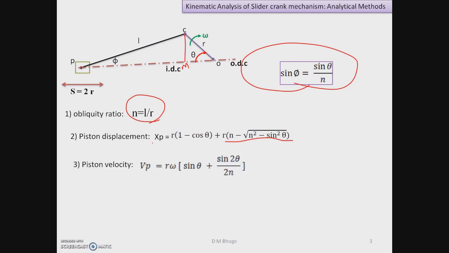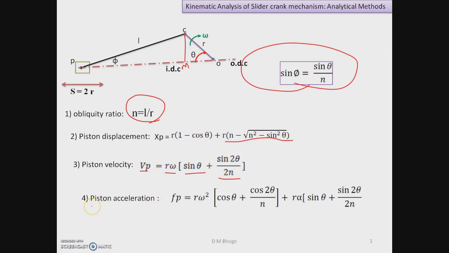Using this equation we can find out the displacement of the piston at any instant of crank rotation. Number 3 is piston velocity Vp, which is equal to r into omega into sine of theta plus sine twice theta upon twice n.